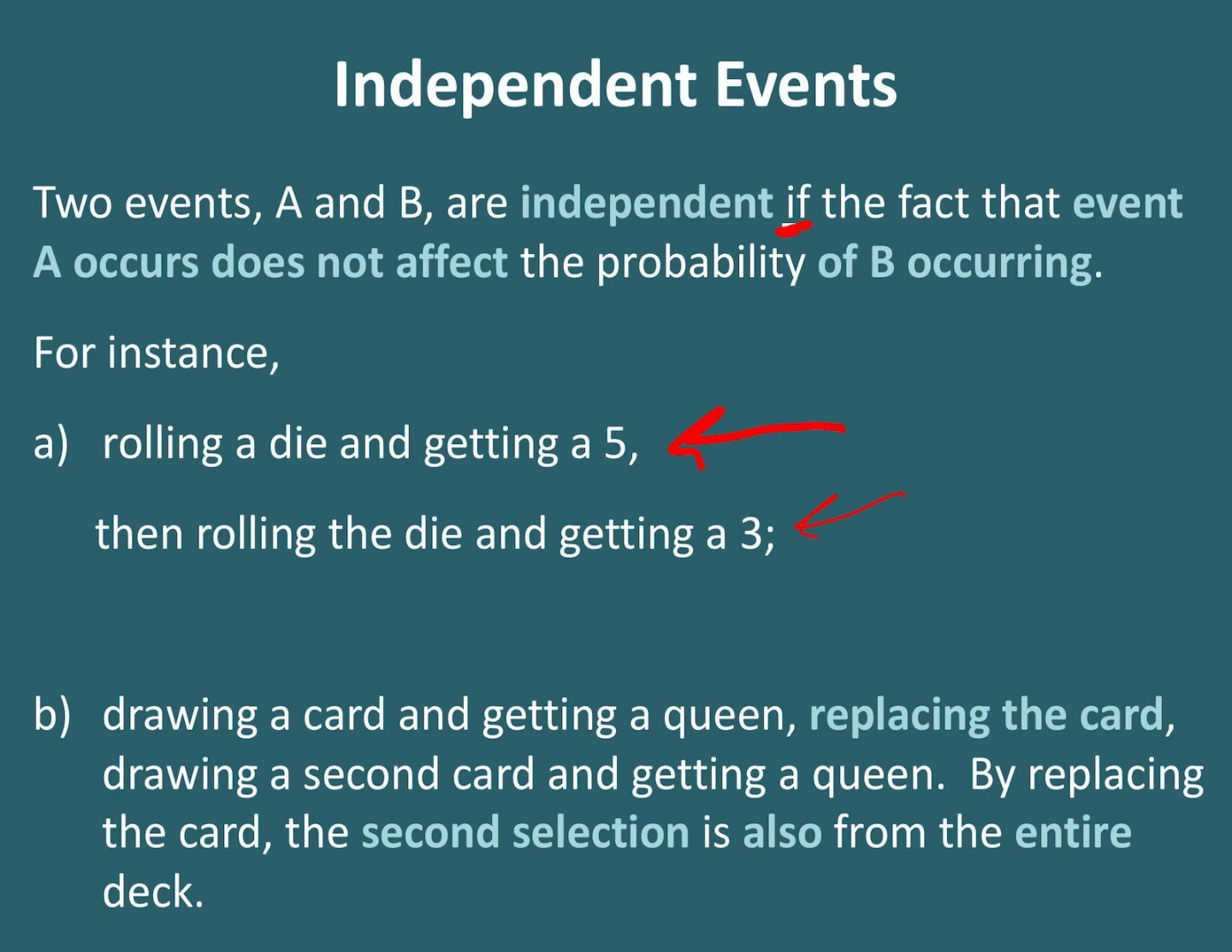Drawing a card, getting a queen, replacing the card, very important, then drawing a second card and also getting a queen. By replacing the card, the second selection is also from the entire deck, meaning that pulling the first card and getting a queen has no effect on the probability of getting a second queen if you replace the card.